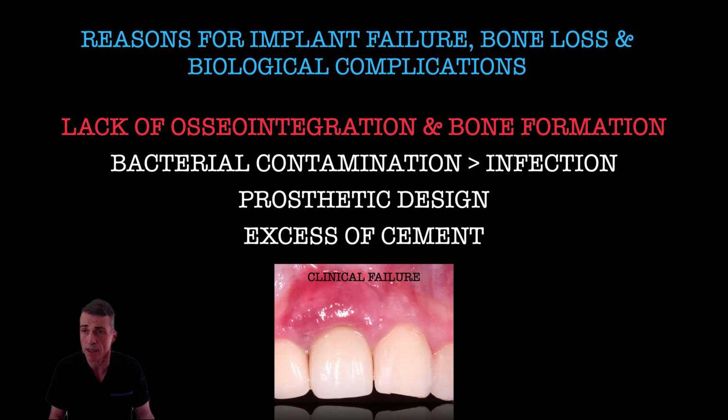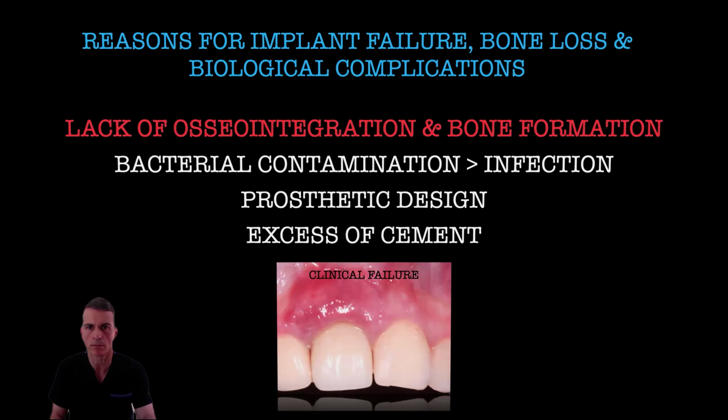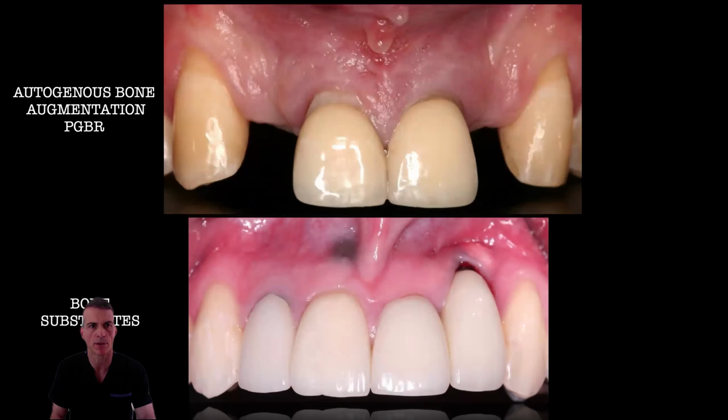The prosthetic design is also important. There are a number of research publications leading us to believe that the prosthesis, the implant supported restoration, is key in maintaining health. Also, another risk factor that has been mentioned in the literature quite often is the excess of cement. So we could argue whether cement retained restorations can lead to more biological complications or not. We will dive into that in a minute.